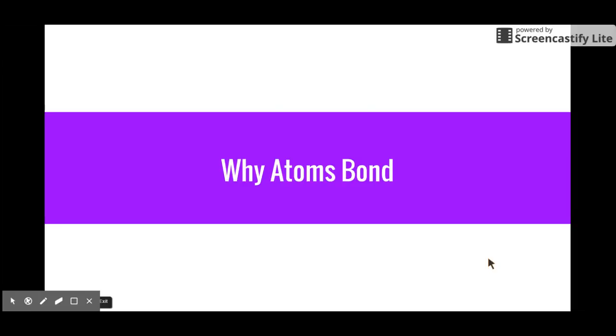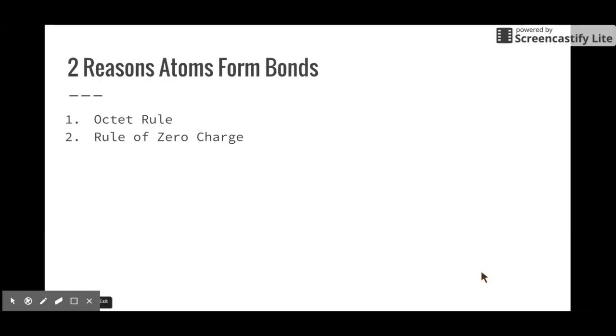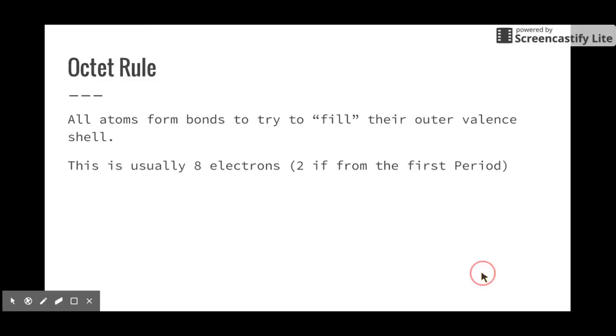This unit is all about why atoms bond, and let's kind of start off at the very beginning to talk about why atoms bond. Atoms bond for two reasons. One, the Octet Rule, and the other is the rule of zero charge, and I'll talk about each of those individually. So atoms will form bonds for either one or both of these reasons.